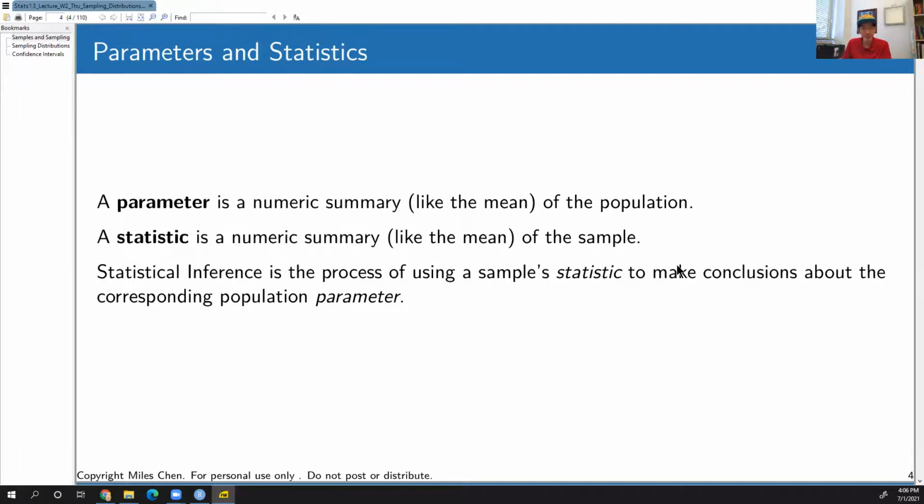Actually, I don't know what the etymology of statistic is, but we do use that term statistic when we're talking about summarizing some properties of the sample, okay? So statistics apply to samples and parameters apply to the population. And statistical inference, which is this process that we're going to get into, is the idea of taking the statistic from a sample to then make conclusions about the corresponding parameter in the population.